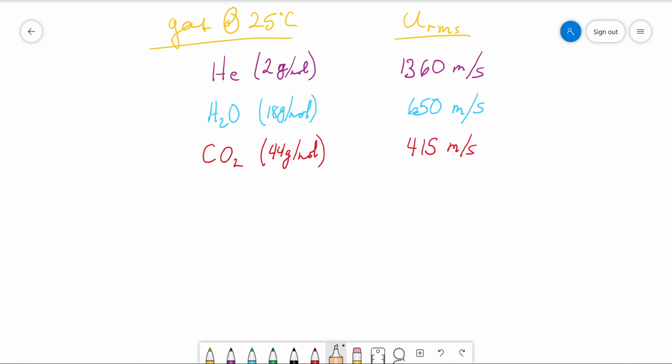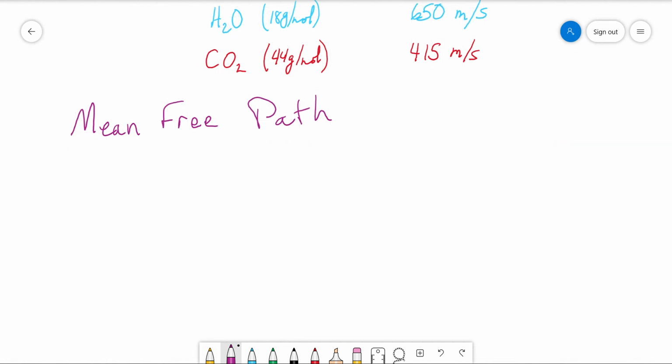So what that means is if we're in the classroom and I open a jar of something with a molar mass of 44 grams per mole, and it was really fragrant, like say vanilla or something like that, boom, it should be up in the back of the room instantly. But that is not the case. The reason is what we call mean free path. Mean just means average, okay? So the average free path a molecule takes.